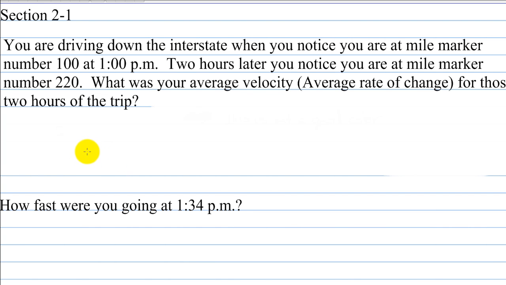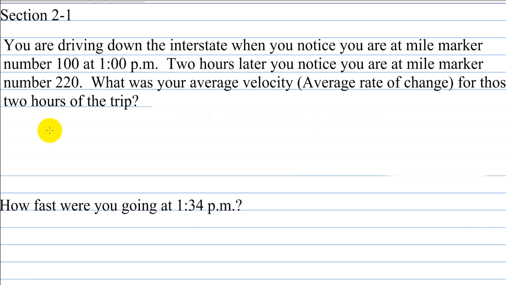This is section 2.1, and we start with a story problem here. Very simple one, actually. You are driving down the interstate when you notice you are at mile marker number 100 at 1 p.m. 2 hours later, you notice you are at mile marker number 220. What was your average velocity or average rate of change for those 2 hours of the trip?